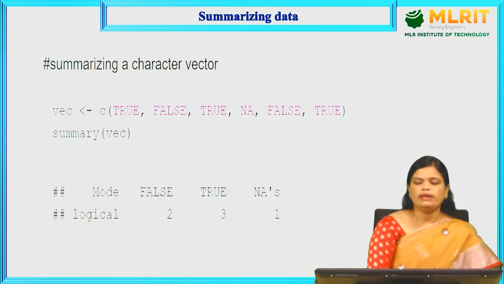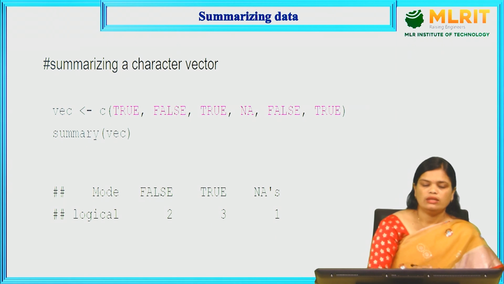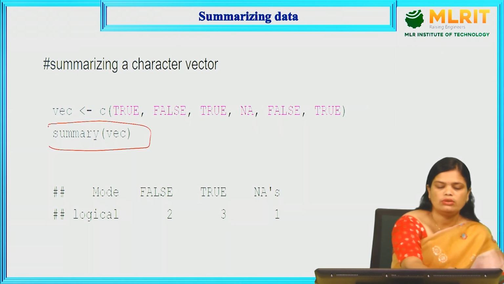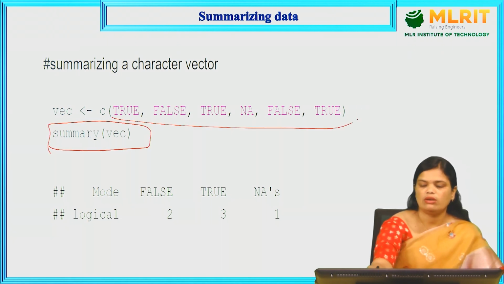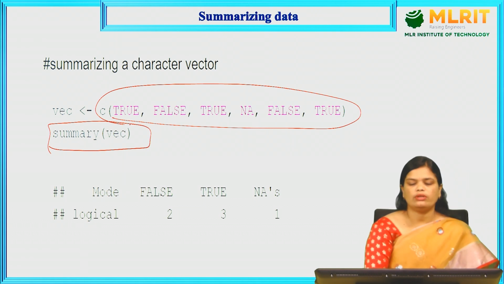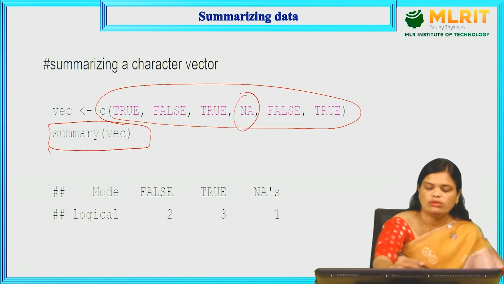Next, summarizing a logical vector. When you apply the summary function to logical data, here I have TRUE and FALSE values, and NA is also there.